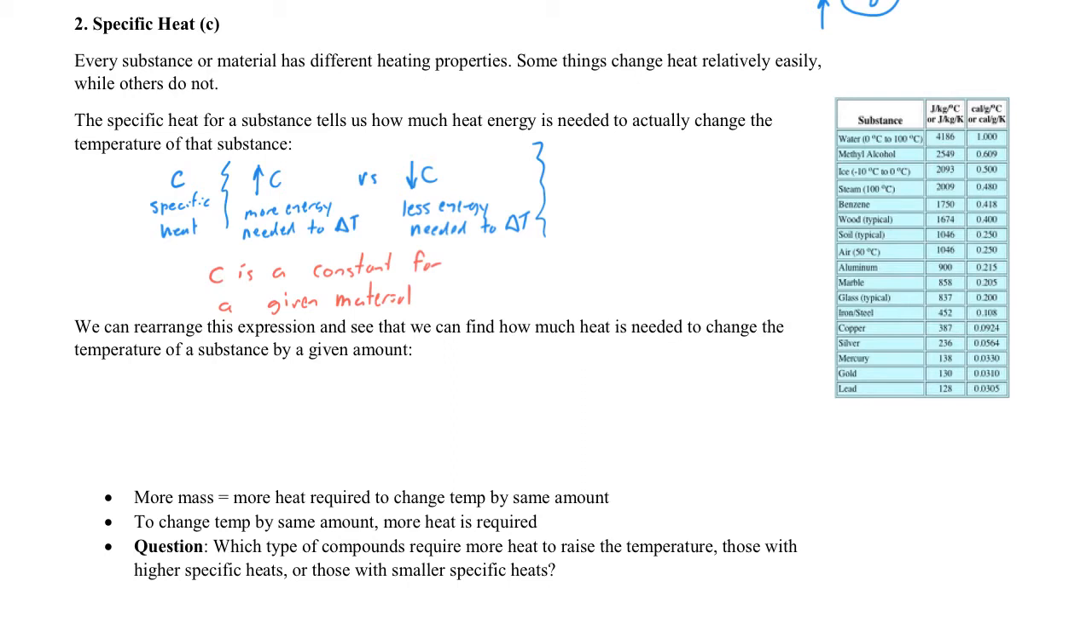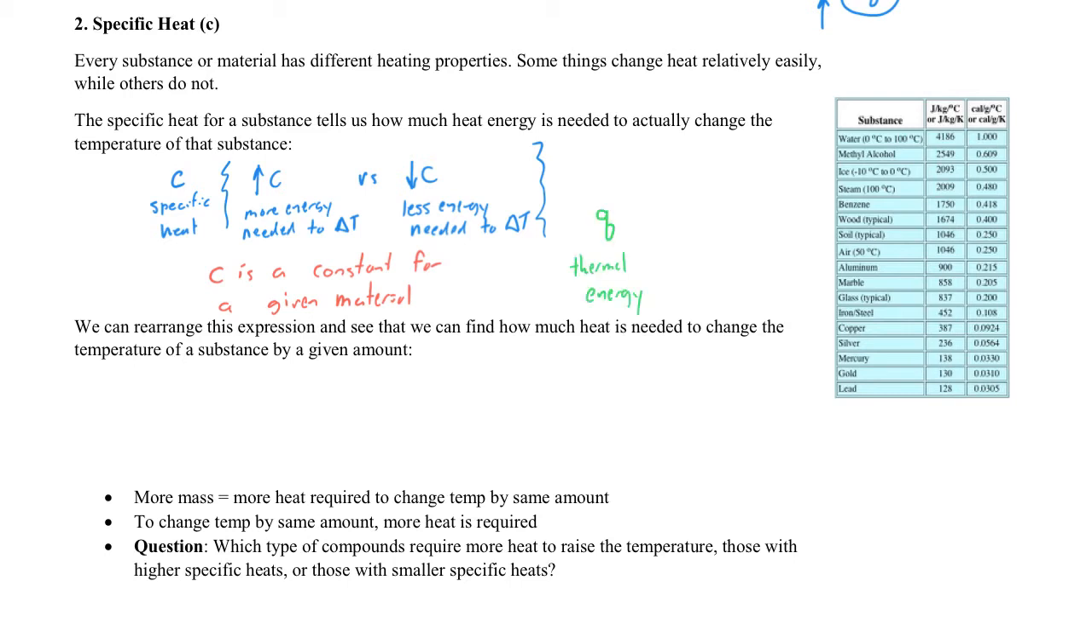So for example, liquid water has a specific heat of 4,186. Compare that with ice and steam, which each have different specific heats as well. So different materials have different specific heats, and the specific heat represents the ability of that material to conduct thermal energy. So let's review what we've learned so far.